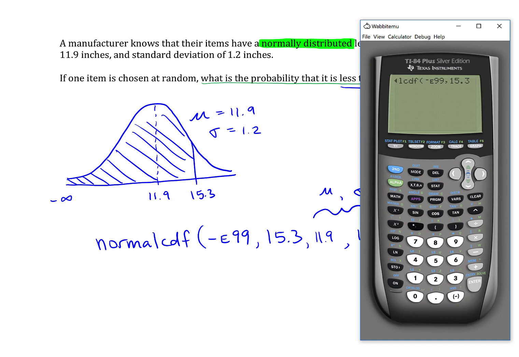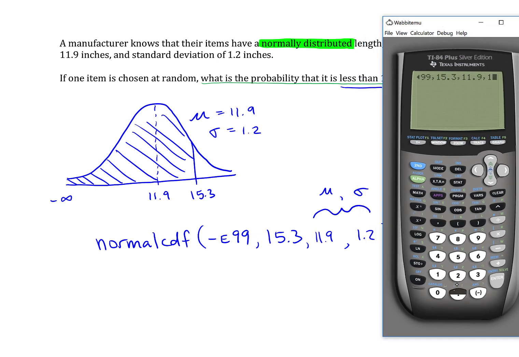All right, so 15.3 is the next input. Then we have 11.9. And finally, 1.2. Hit calculate, and it will come up with your probability: 0.9977.